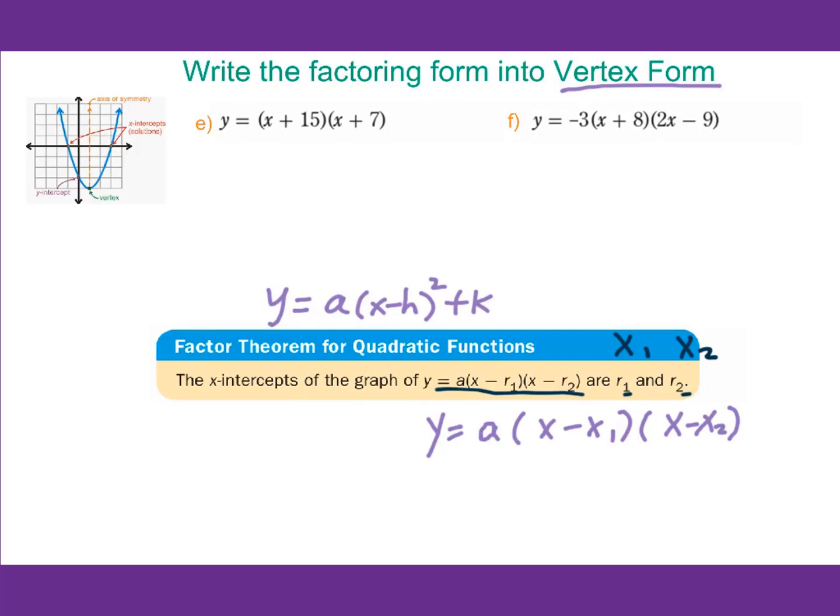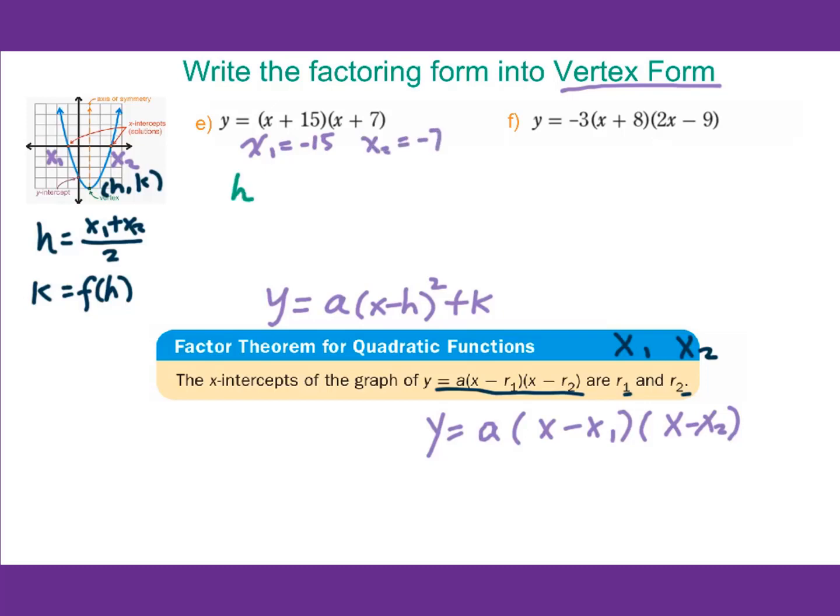For any quadratic function, we have roots x1 and x2. We could say that this is (h, k). h equals x1 plus x2 over 2. And k equals f of h. Therefore, for E, I will find x1 equals negative 15, x2 equals negative 7. Then h equals x1 plus x2, that's negative 15 minus 7, over 2. You got negative 11.